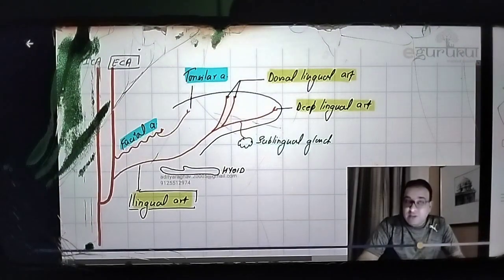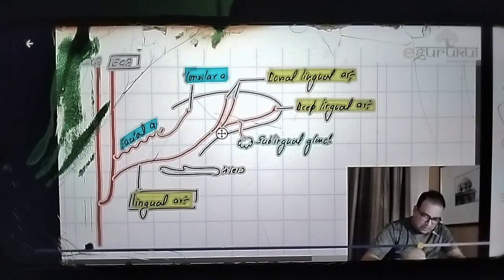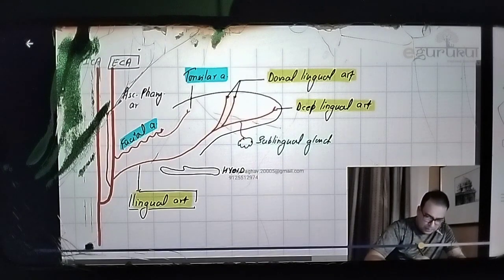What else? Ascending pharyngeal artery. The ascending pharyngeal artery, the one which we can't see. Let's say this here is the ascending pharyngeal artery. That is the ascending pharyngeal artery. So that's the third one in this list. I'm giving a different color.